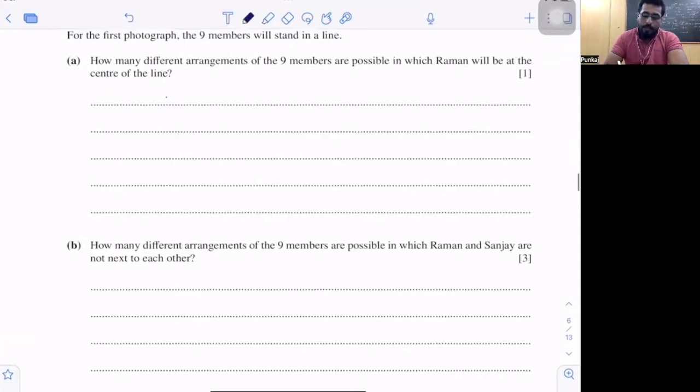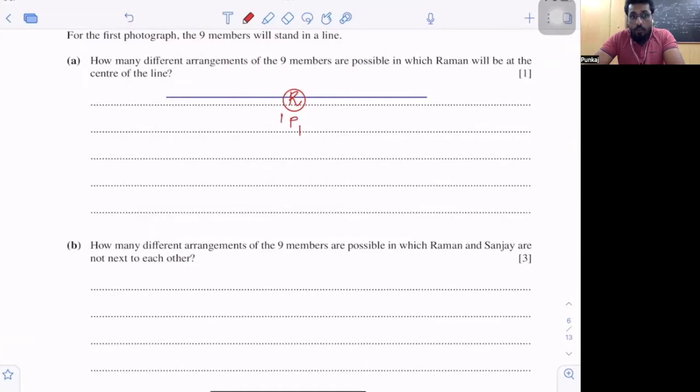So everybody wants to stand in a line. All the 9 people are going to stand in a line. But where does Raman stand? Raman exactly stands in the center. Okay, Raman is going to stand exactly in the center, right? So there is only one place available for Raman. That place is in the center. One place and only one member to be arranged in that one place, and that's Raman. So Raman can be arranged in 1P1 ways.